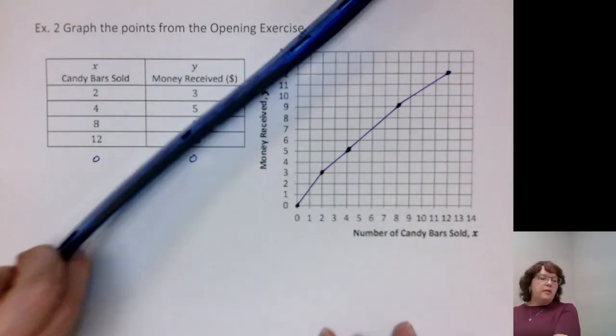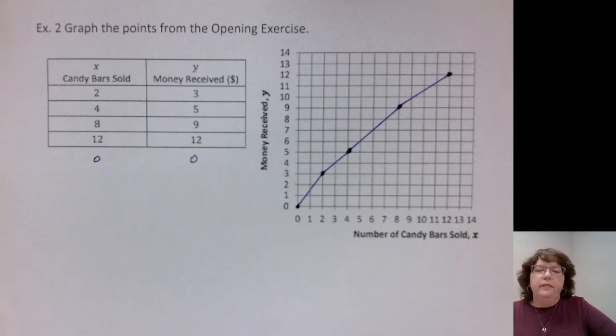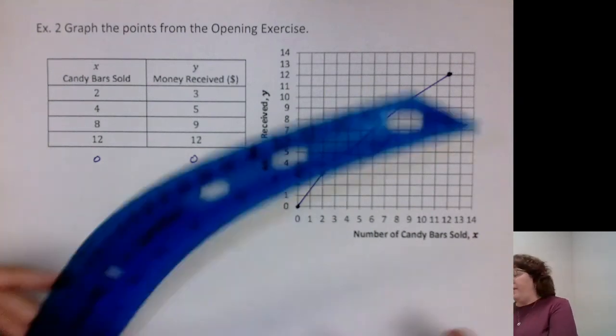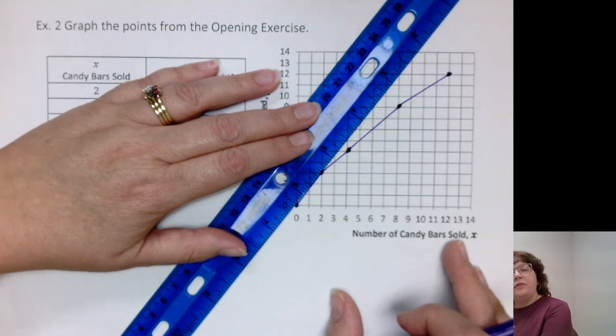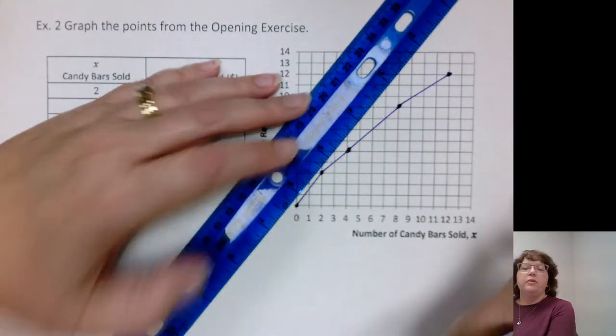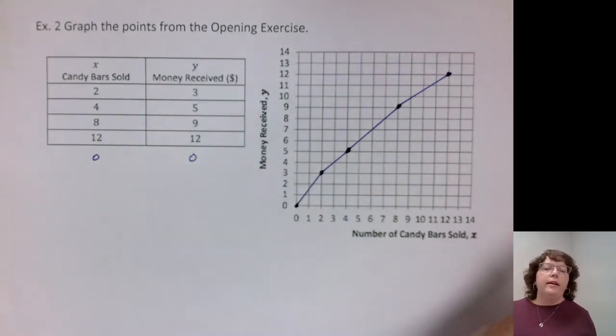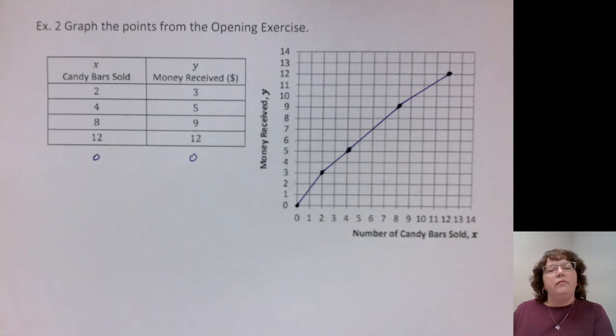What do you notice about this one? Yeah, it's not a straight line anymore, is it? Did you notice how I had to move my straight edge so that I was sure that I passed through every point? If I just line up those first two, none of the rest of the points line up with my ruler. So I know it's not a straight line. It does, however, still pass through the origin. What do you think that means?